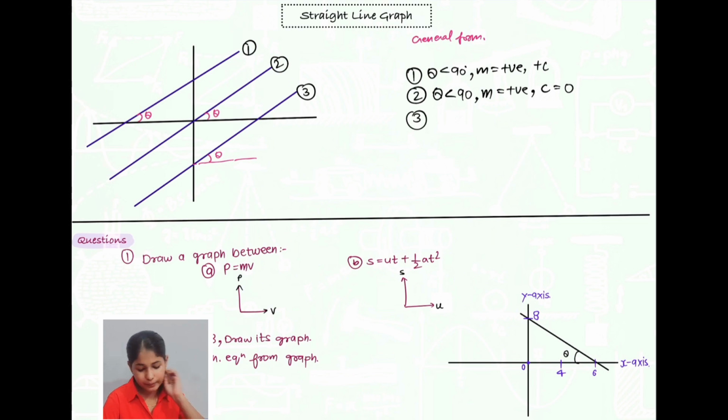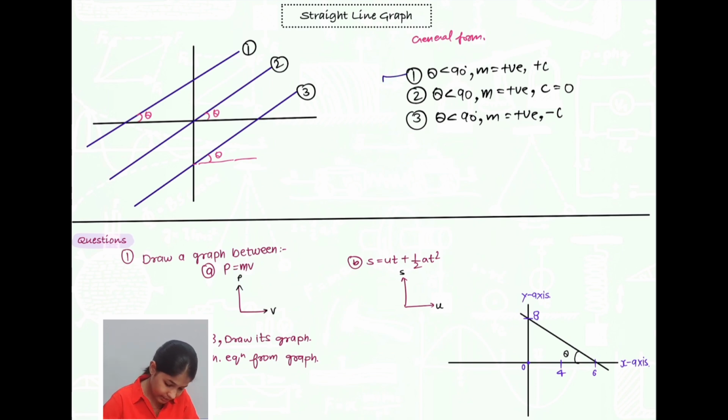Our third will become, here you can see that theta is also less than 90 here, but the c is below the axis, below the origin. So can I write minus c? Yes. So theta is less than 90 degree, m is equal to positive, but there is minus c.